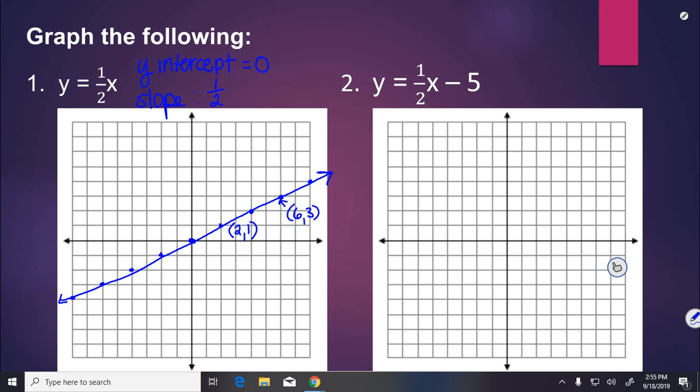All right, so now in number 2, now we have a y-intercept of -5. It's negative because of the minus sign, and our slope is still 1/2. So now instead of starting at the origin, we're going to start down at -5, 5 below the origin. And then again, we're going to follow that same slope, up 1 over 2, up 1 over 2, until I get to the end of my coordinate plane. And then we follow it in the opposite direction, down 1, left 2, down 1, left 2, down 1, left 2.